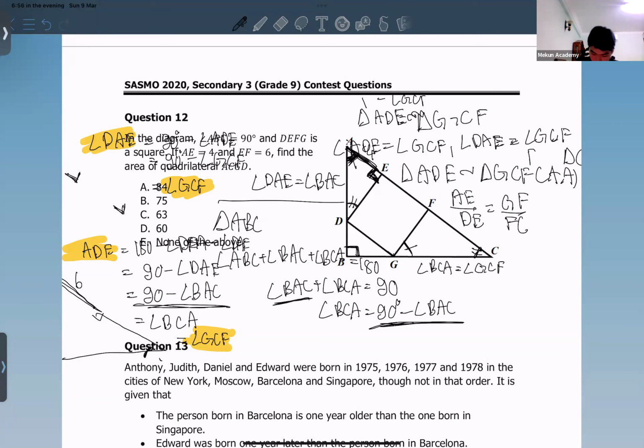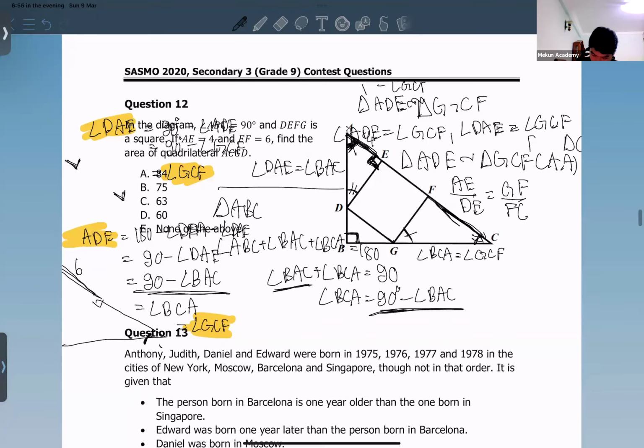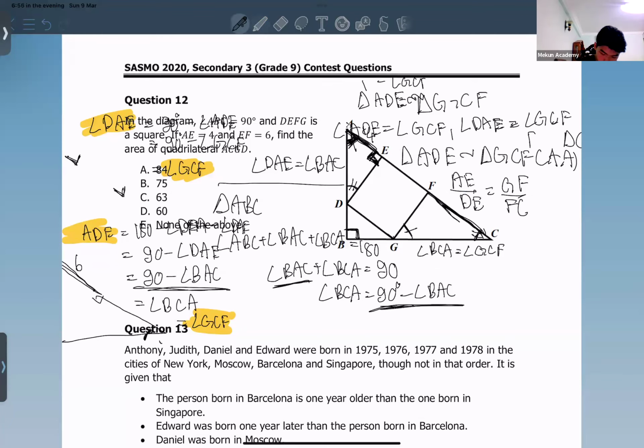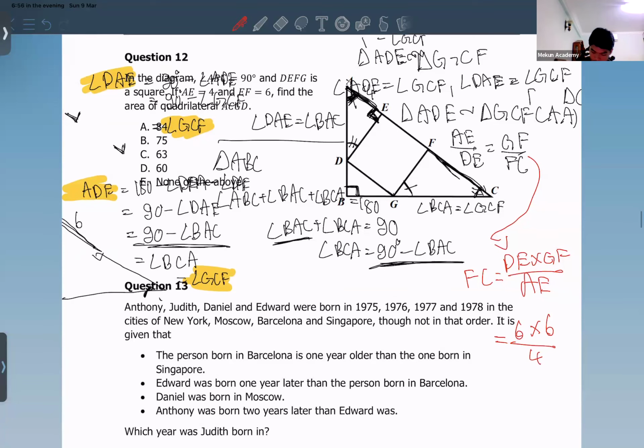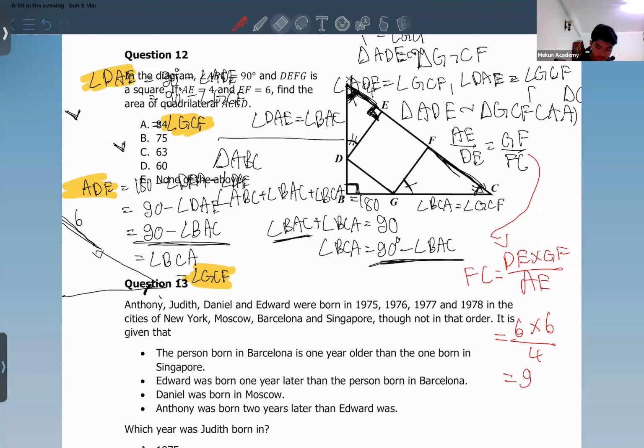So from here, we need to find FC, which is this one. I'll change color. From here, you'll get FC equals DE times GF over AE. From the things that they give you, DE equals 6, and GF over AE is 6 over 4. So you'll get FC equals 9. FC equals 9, and this one equals 6, and this one equals 4.